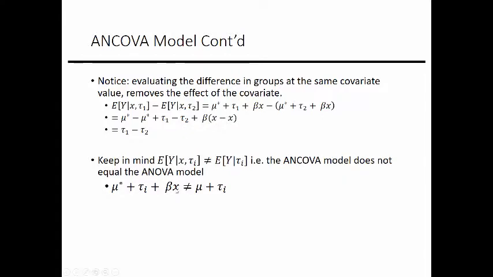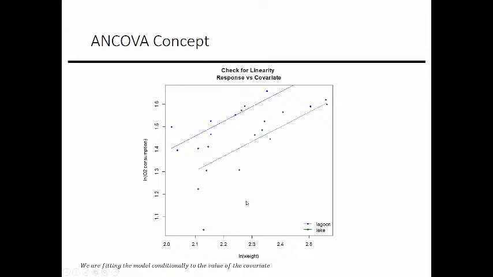Now, one thing I do want to point out is that even though I'm using tau 1 and tau 2 everywhere, the expected value of y given x comma tau I is not equal to the expected value of y given tau I. So in other words, the ANCOVA model does not equal the ANOVA model when we're talking about our taus necessarily. All right, so here's the ANCOVA concept. What I am trying to do, this is a simple one with common slopes.